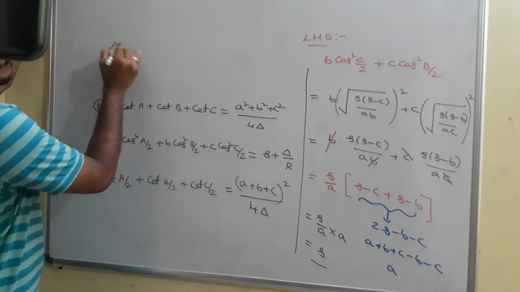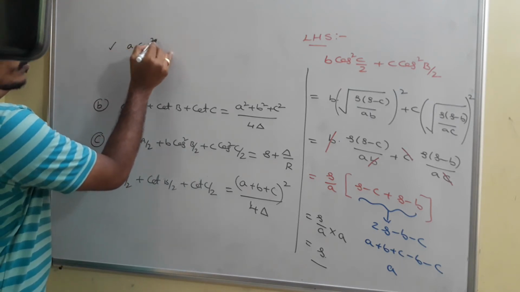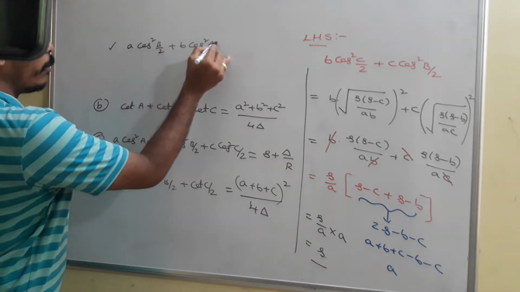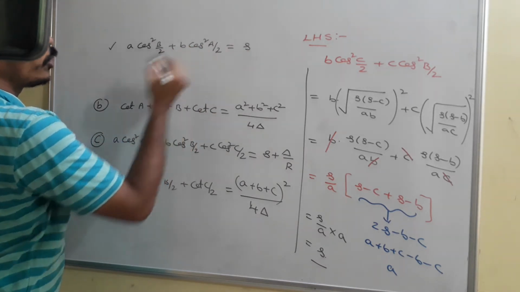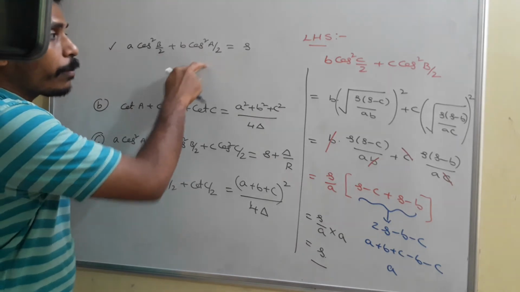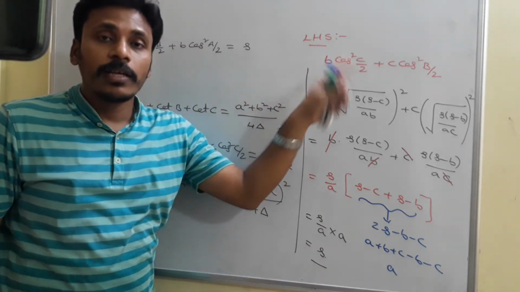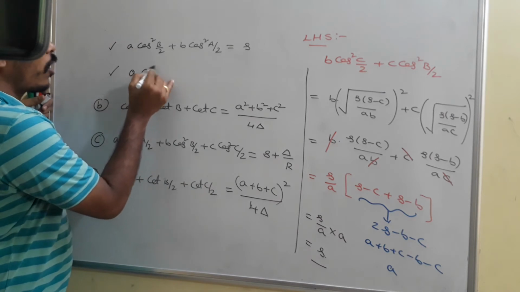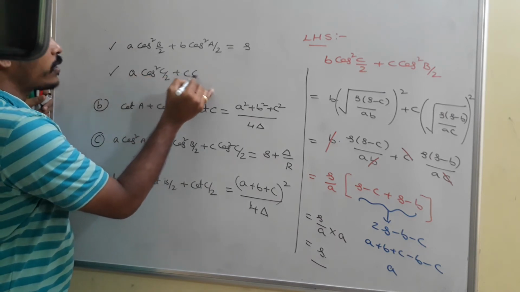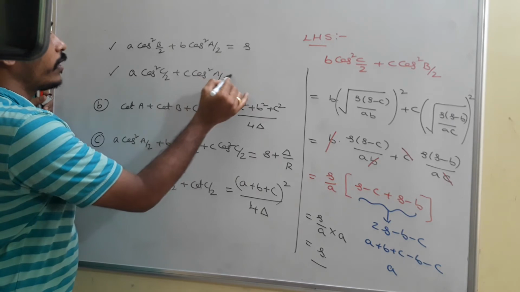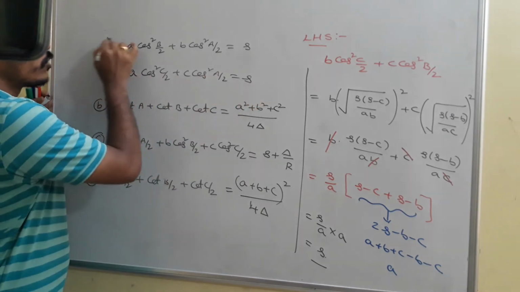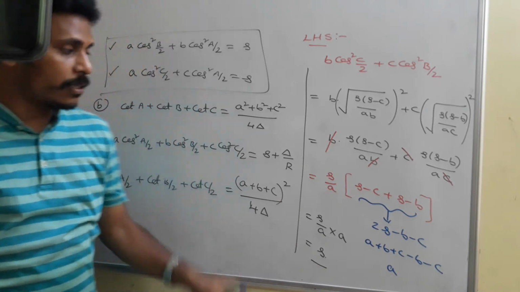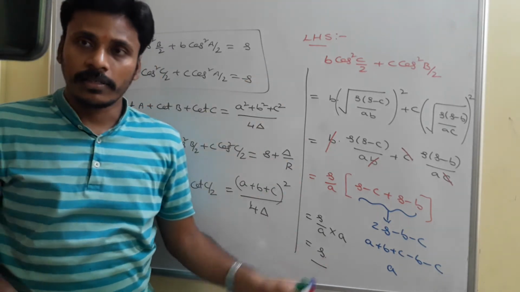Something like in terms of AB: a cos square b by 2 plus b cos square a by 2. Again if you simplify, you will get s. It is in terms of AB and that is in terms of BC. Similarly, you have a chance to write for AC also: a cos square c by 2 plus c cos square a by 2 is again s. So these two are similar types of results, and this is s at the end. Just have a look.